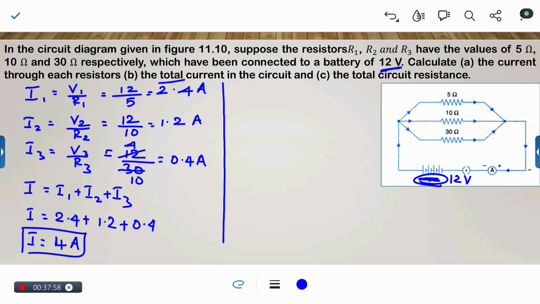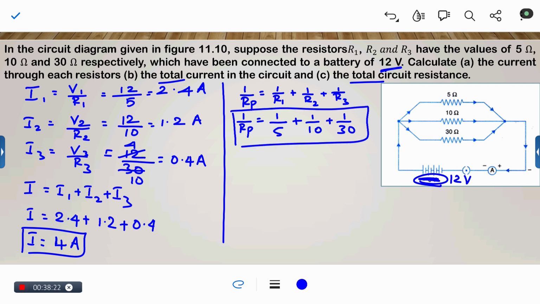Okay. Next, we need to find the total resistance. What is the formula? 1 by Rp is equal to 1 by R1 plus 1 by R2 plus 1 by R3. So 1 by Rp is equal to 1 by 5 plus 1 by 10 plus 1 by 30. While deriving, we used the same values. What is the final answer we got? Rp is equal to 3. Yes, the same value is there, just refer to the derivation.